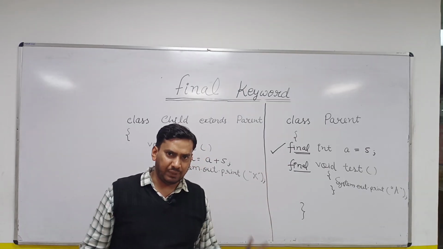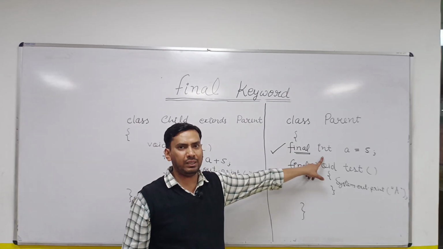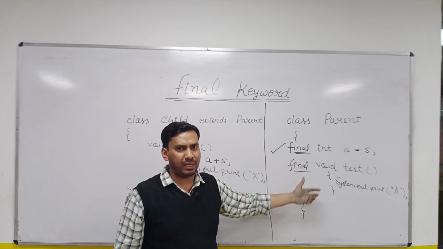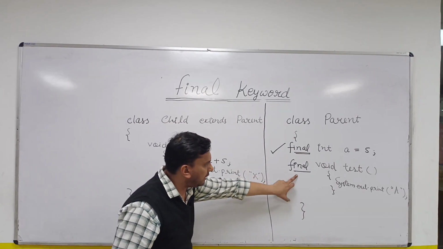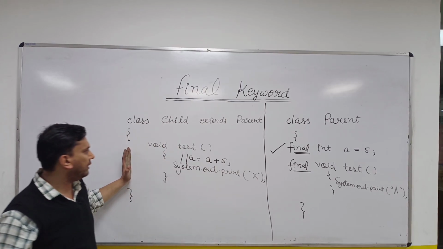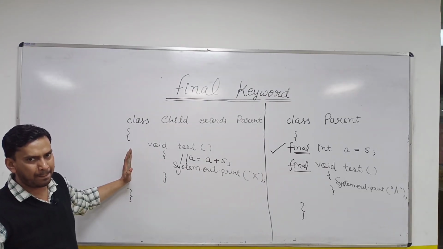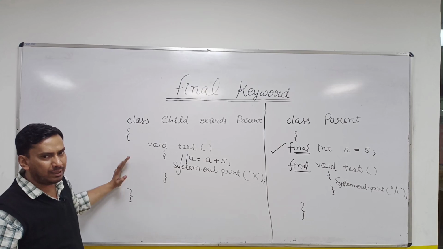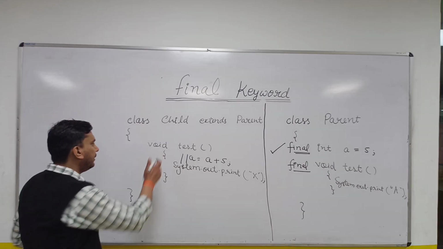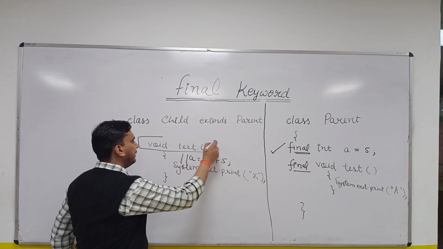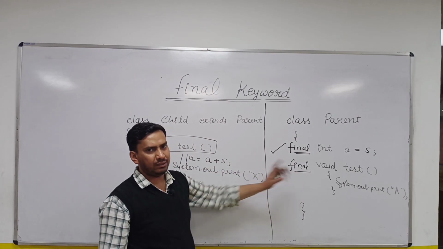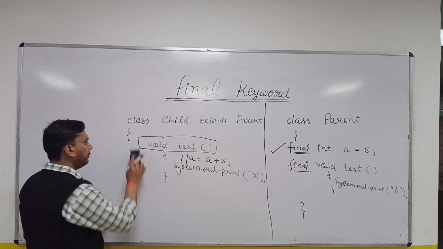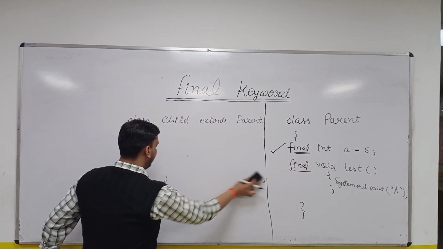So two uses should be very clear. A final data member becomes a constant. A final method cannot be overridden. As soon as you put a final keyword here, this class will not compile. Why? Because I am overriding this test method, which is not allowed because we have kept the final keyword here. It means I have to remove it.